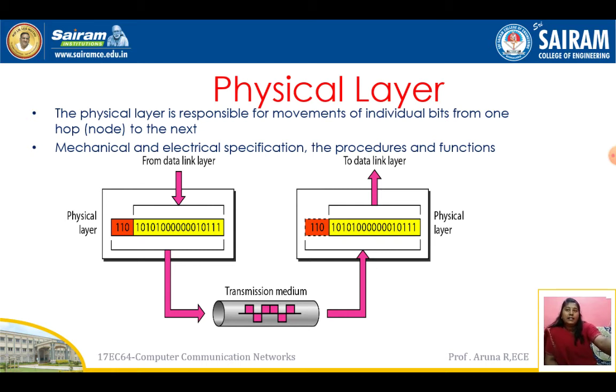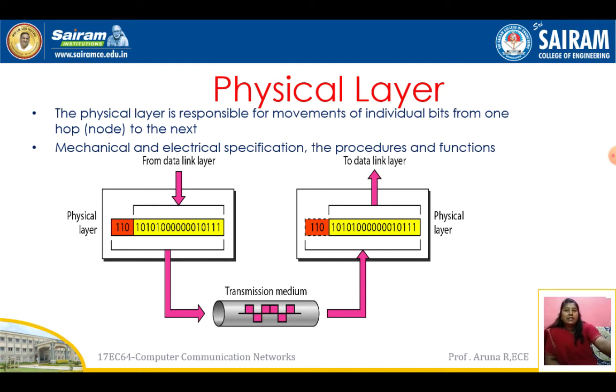The physical layer is responsible for movement of individual bits from one node to the next, that is hop to hop, one node to the other node. The physical layer's responsibility is to take the data, which will be in the form of bits, zeros and ones. This information should move from one node to the other node.